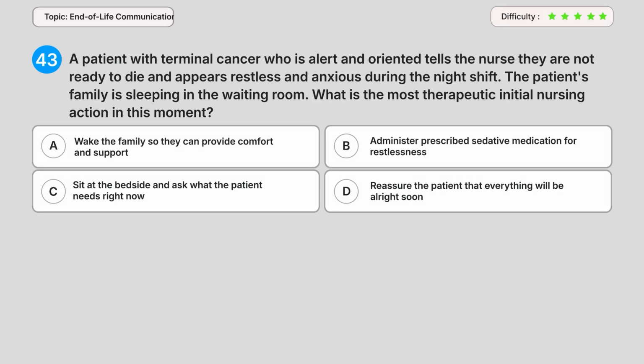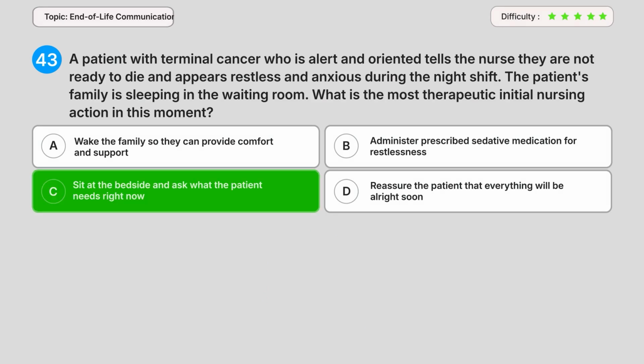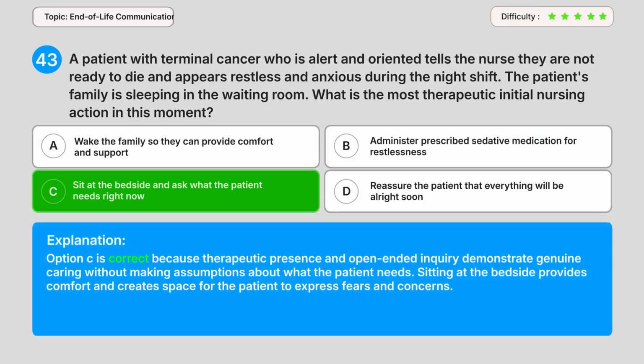Correct answer: C. Sit at the bedside and ask what the patient needs right now. Explanation. Option C is correct because therapeutic presence and open-ended inquiry demonstrate genuine caring without making assumptions about what the patient needs. Sitting at the bedside provides comfort and creates space for the patient to express fears and concerns.